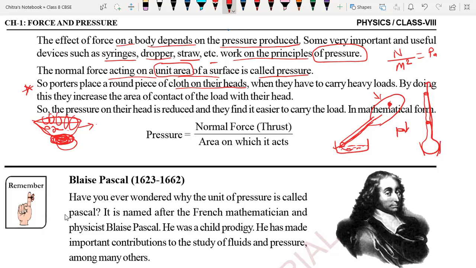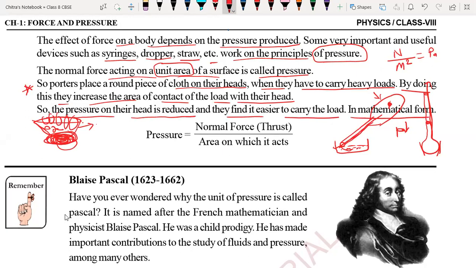So when they have to carry a very heavy load on their head, by doing this they increase the contact area of the load with their head. If they use that turban-like round cloth, it increases the surface area of the container so that they don't feel much pressure on their head. So the pressure on their head is reduced and they find it easier to carry the load.